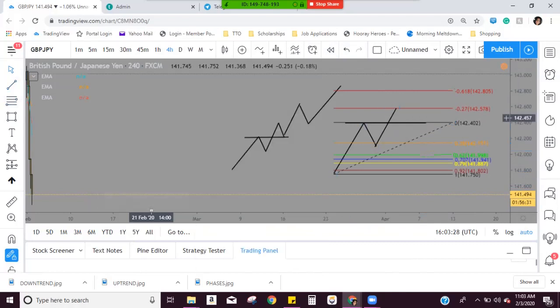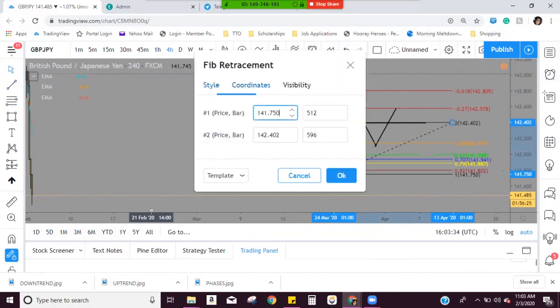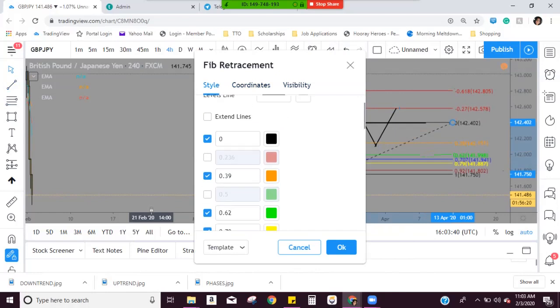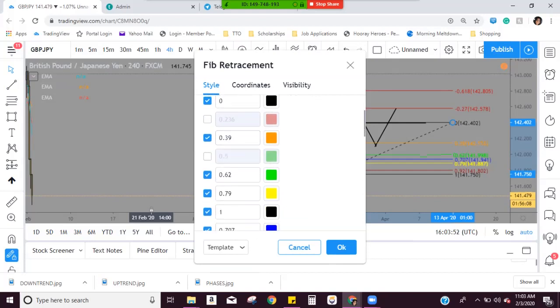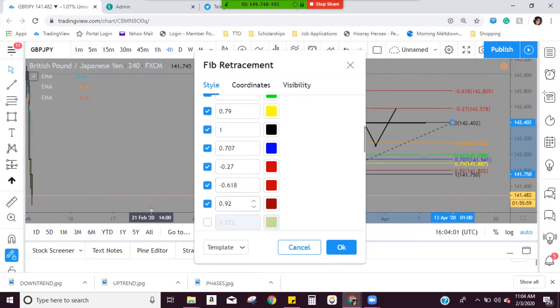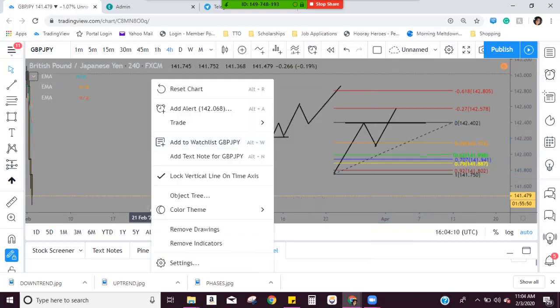Now I'm going to show you my fib levels. Copy them down so you can see them. This is just the new way that it has it. These are my fib levels. Really just copy the check marks, the color, and the percentages. These are the fib levels that I use when it comes to trading in the Forex market.